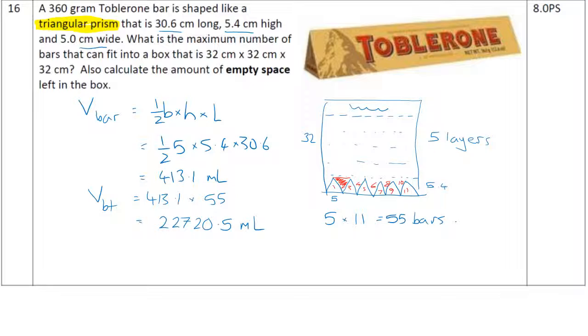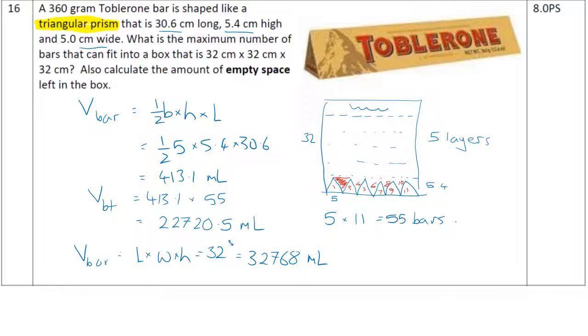Right, and then what it says is what's the empty space in the box? The volume of the box is pretty easy to work out. All we've got to do is length times width times height. In this case it's just 32 times 32 times 32, 32 cubed, and that is 32,768 mils, or cubic centimeters, whatever you want to call it.